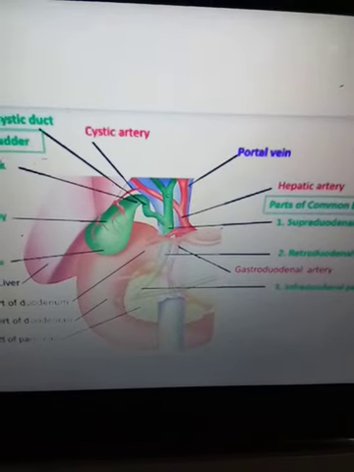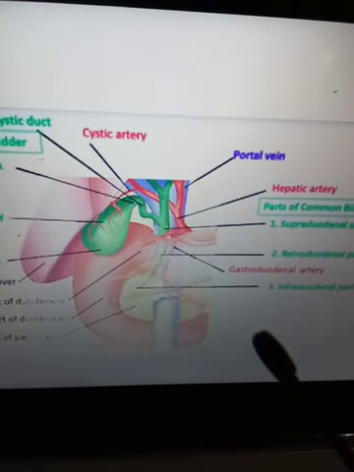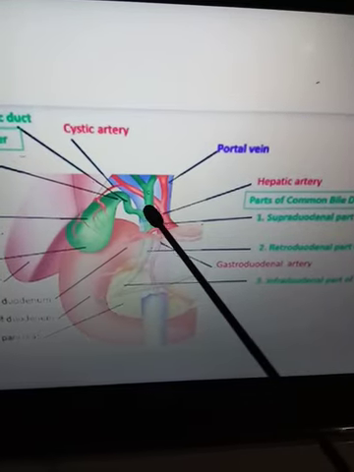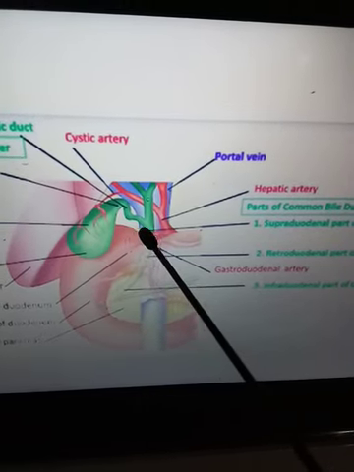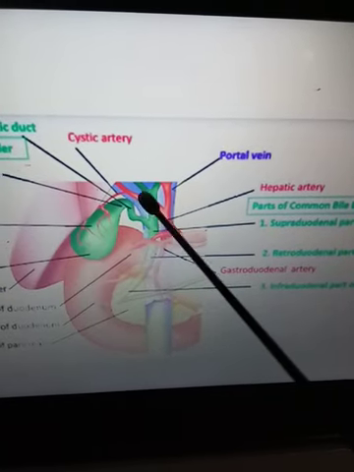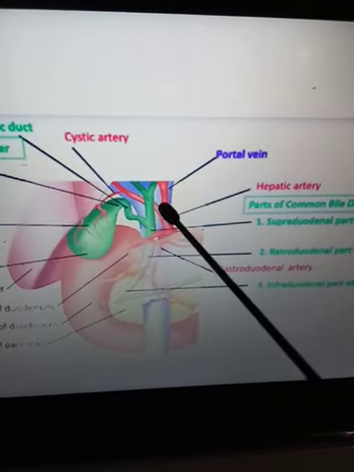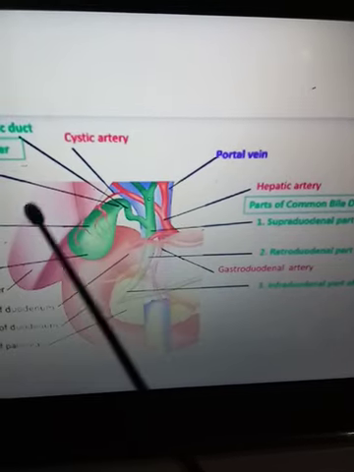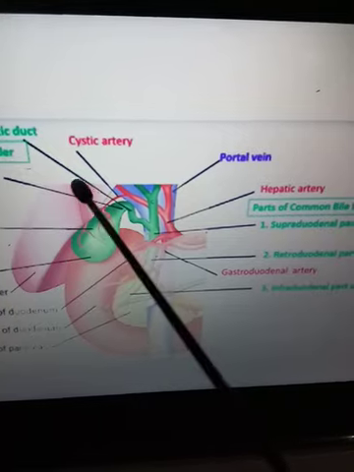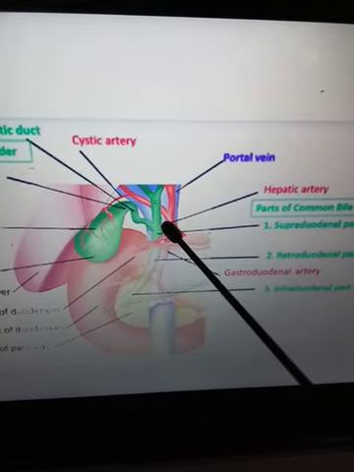Then the relations. For the relations you can see here the supraduodenal part, this part. Anteriorly it has the liver. Posteriorly, can you see, this is the portal vein. Anteriorly liver and posteriorly portal vein.